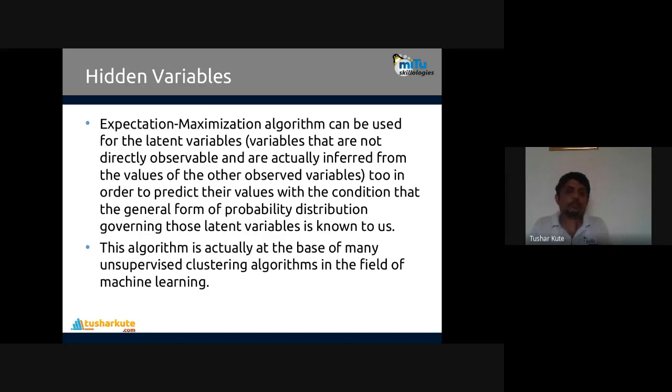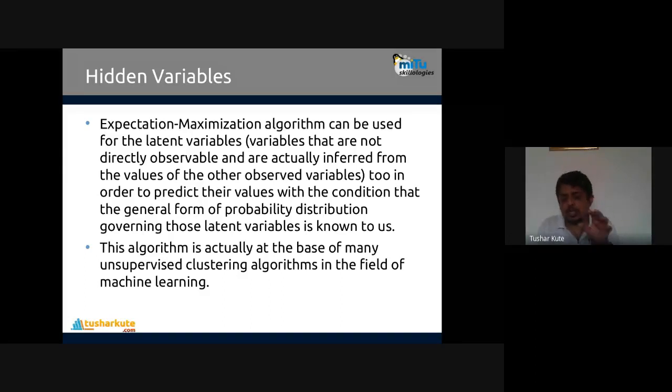There is an algorithm in machine learning called expectation maximization, the EM algorithm. This algorithm can be used for latent variables which are not directly observable and are actually inferred from the values of the other observed variables. They are called hidden variables. In order to predict their values, the general form of the probability distribution governing those latent variables must be known to us. Yes, using the probability distribution, it's possible to identify the values of that variable.